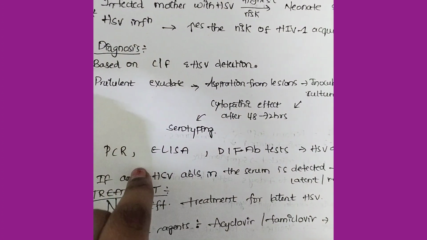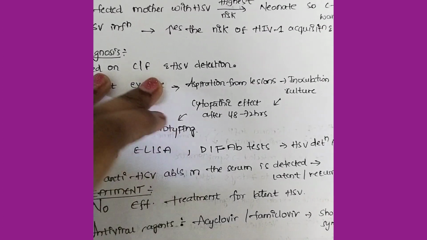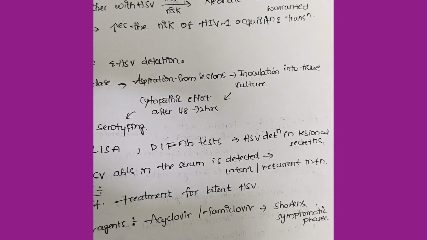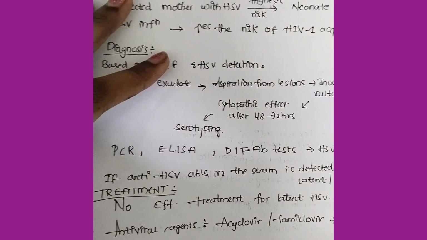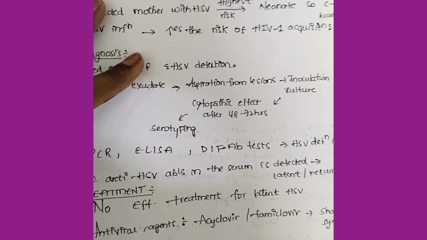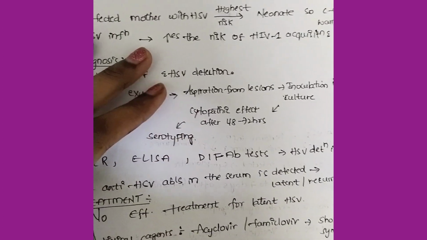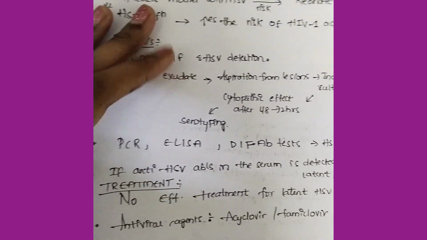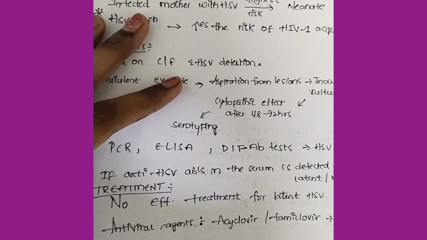In some countries they use highly sensitive tests like PCR, ELISA and direct immunofluorescent tests to detect antibodies and HSV in lesional secretions. If anti-HSV antibodies are detected in the serum, we conclude the infection is latent or recurrent. In primary infection, we can't find anti-HSV antibodies in the serum.